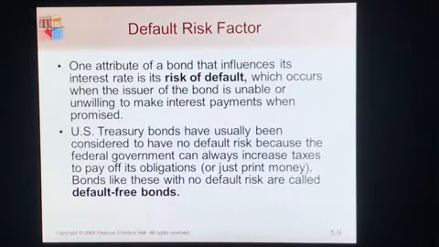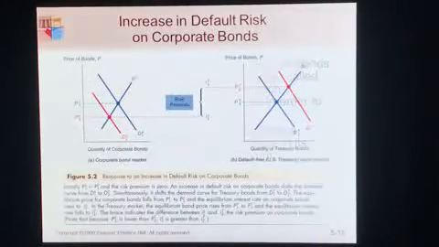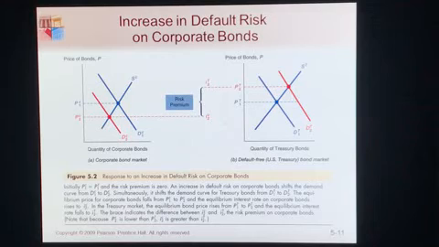Here is the detailed explanation of all these three risk factors. Regarding the default risk factor, this is the graphical representation. As the default risk increases, what is going to happen to the risk premium and to the price of the bonds?